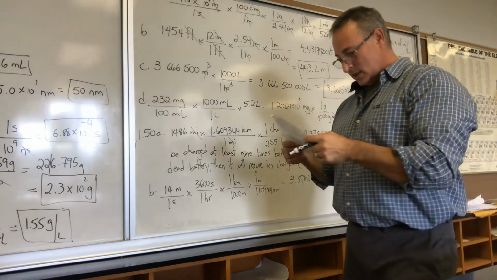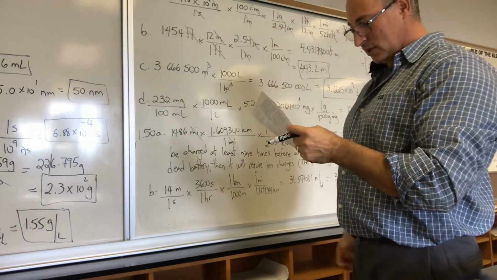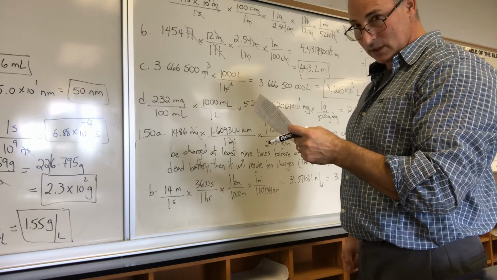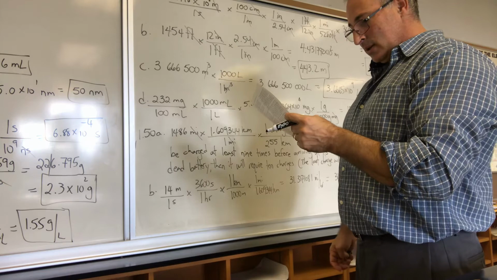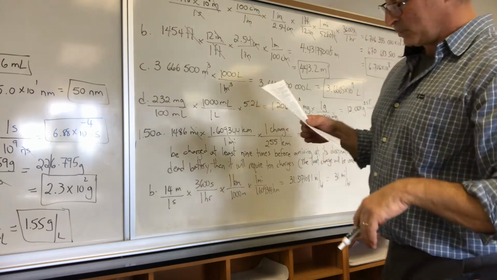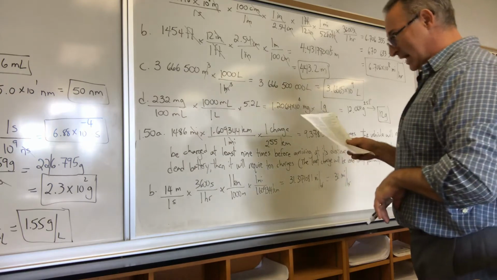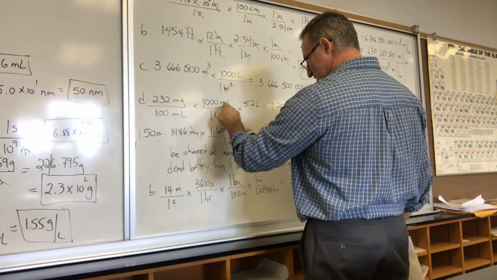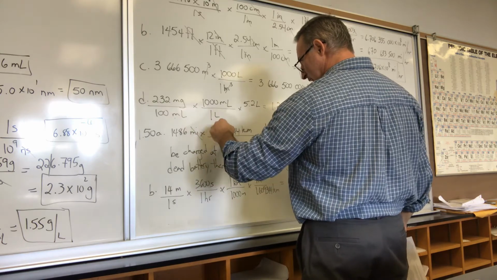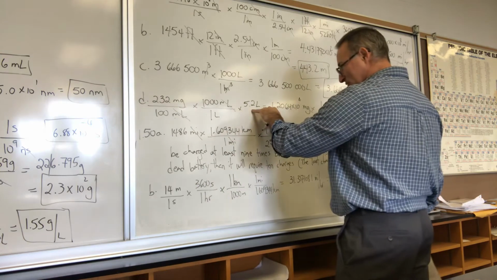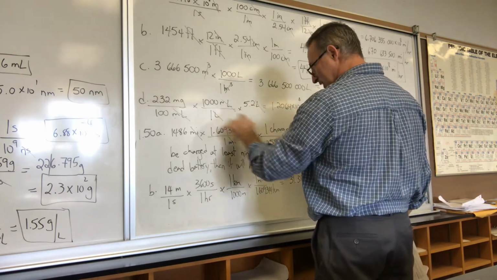D. An individual suffering from a high cholesterol level in her blood has 232 milligrams of cholesterol per 100 milliliters of blood. If the total blood volume of the individual is 5.2 liters, how many grams of total blood cholesterol does the individual's body contain? So here we go, 232 milligrams per 100 milliliters of blood. There's 1,000 milliliters per liter, so that allows us to cancel milliliters. There's 5.2 liters total amount of blood. That cancels with the liters here.